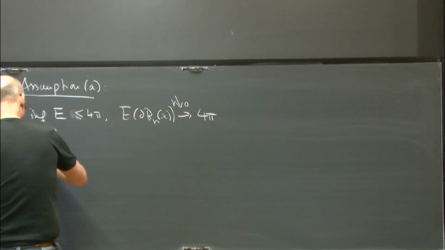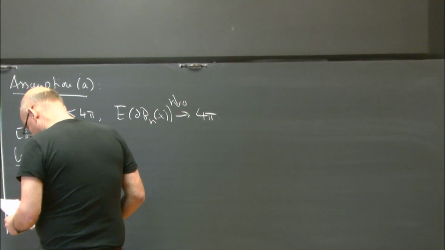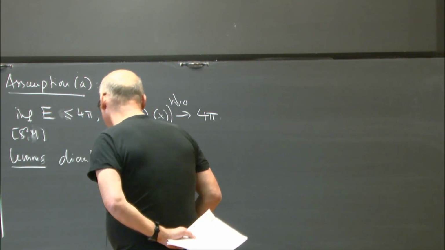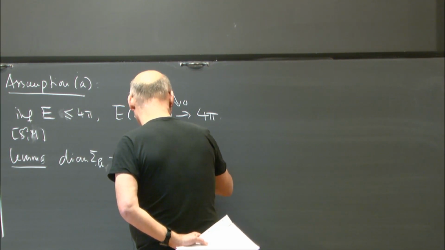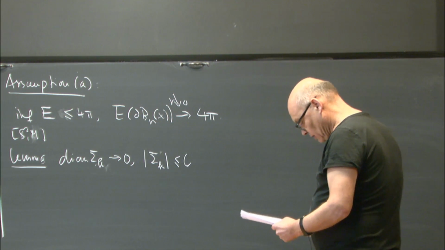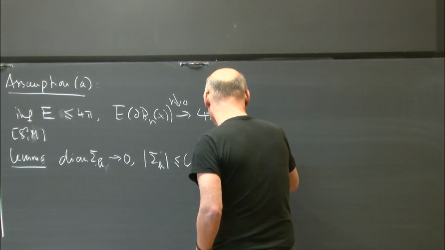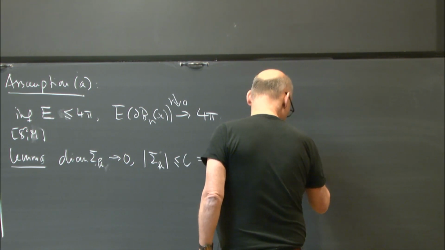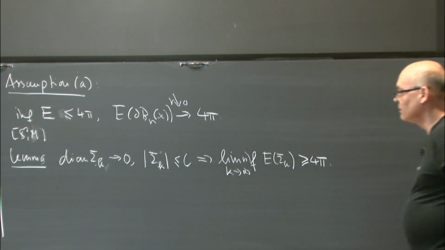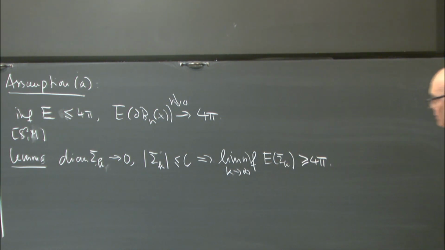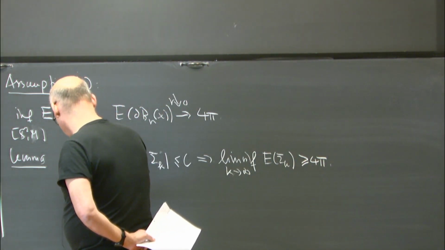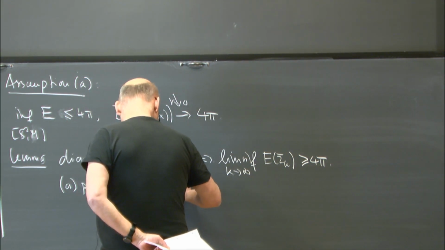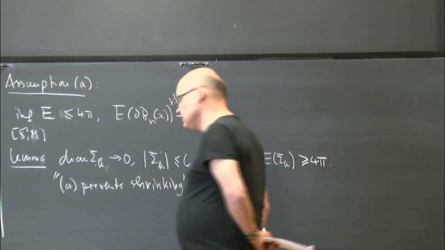So there is a lemma. Maybe I show you this. If you have a sequence of surfaces sigma k whose diameter goes to 0, and let's assume you also have an area bound, then you can show that the lim-inf of the energies of sigma k is bigger than or equal to 4 pi. In other words, this assumption A prevents the minimizing sequence from shrinking to a point. So A prevents shrinking. This is the role of this assumption A.